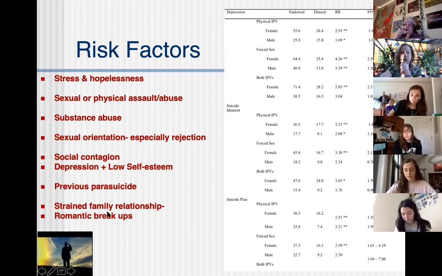If there are strained family relationships and during times of breakup, that is a risk factor for individuals. So any questions here? We've covered a lot of different risks. Okay.